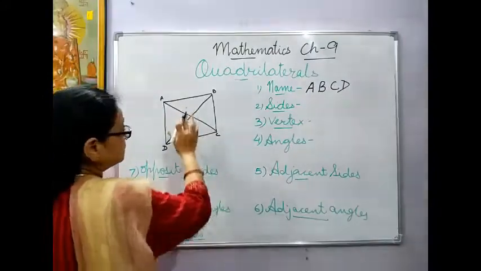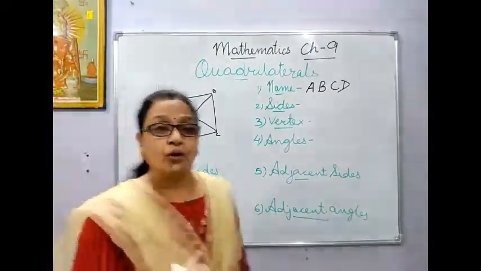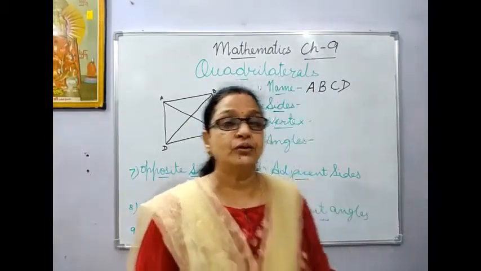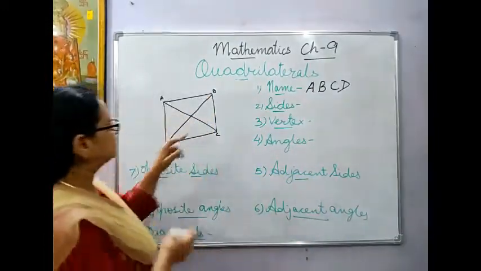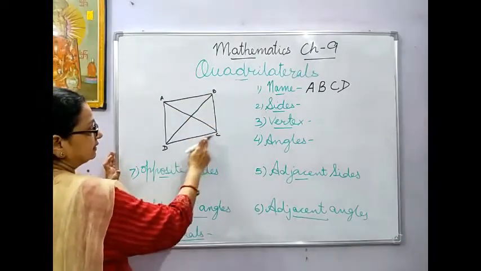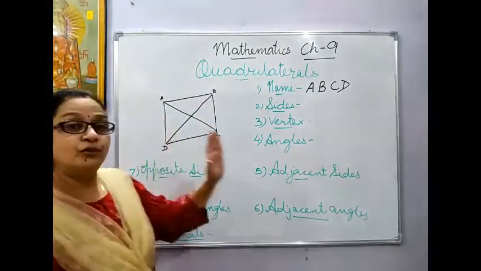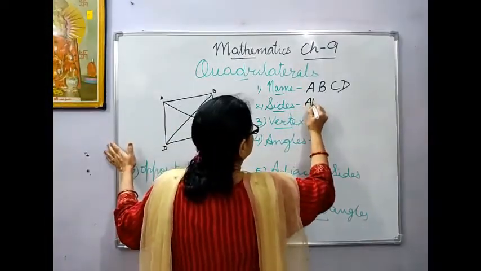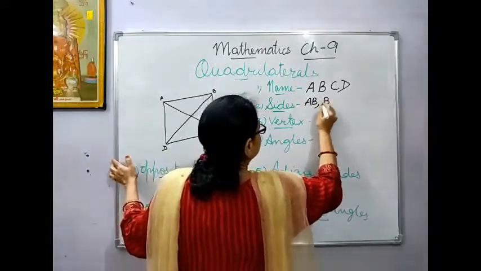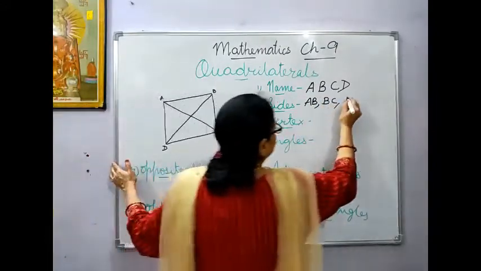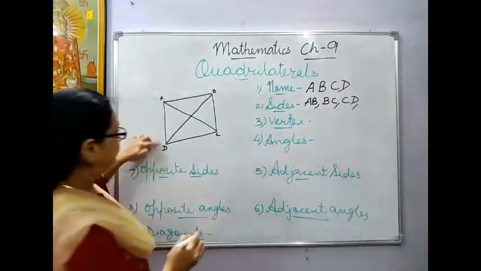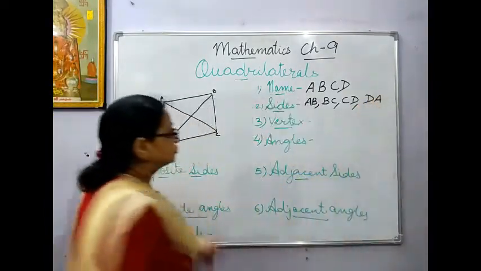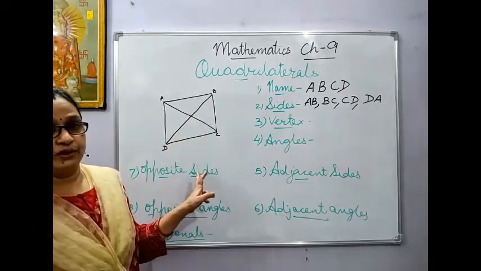Next we will discuss sides. I have told you a quadrilateral is made up of 4 sides. As we have seen in the book also, it is made up of 4 sides, and you can see in the figure also. This is one side, second, third and fourth. Now if I have to name those sides, what will they be? They are AB, BC, CD and DA. Okay, so these are the 4 sides of this quadrilateral.